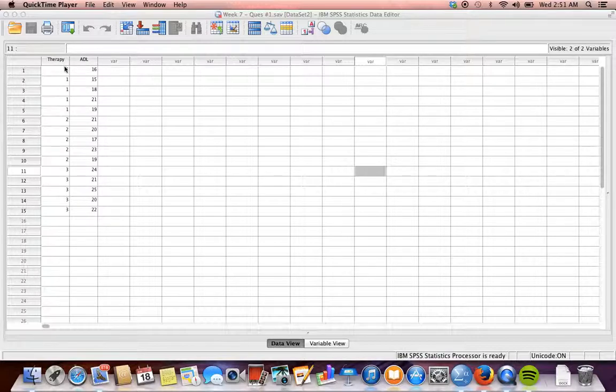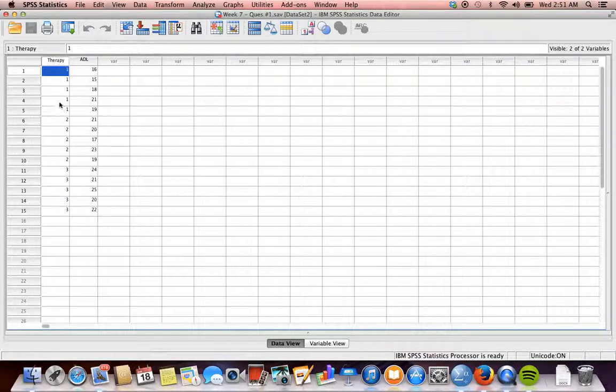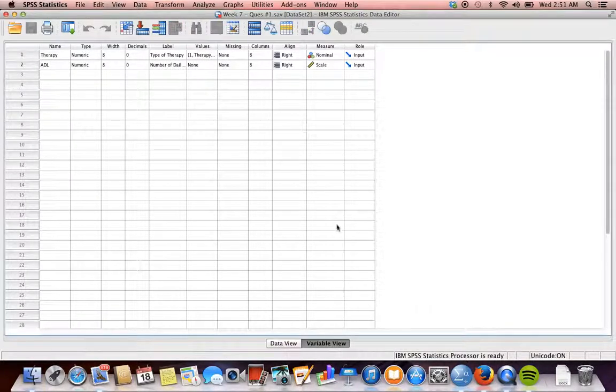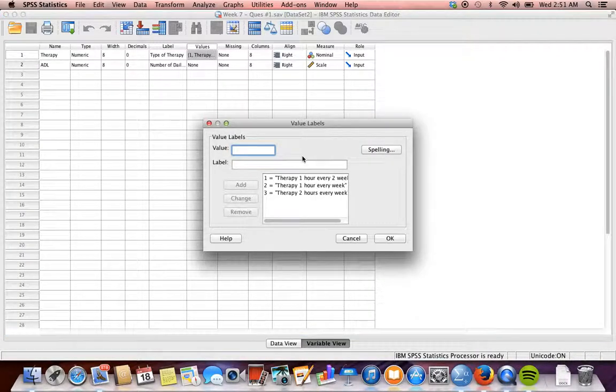For the first column, it's your groups. So group 1, you have 5 respondents. Group 2, you have 5 respondents. In group 3, you have 5 respondents. It might be a good idea to go to your variable view and first make sure you have zeros in your decimal column. Give it a label, type of therapy, and then for values, this is what I did to help clarify when I get my results. It's neatly labeled.